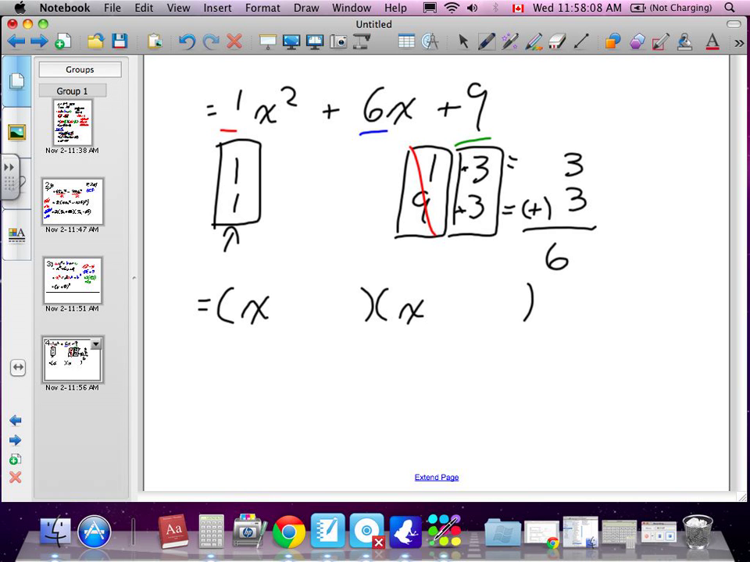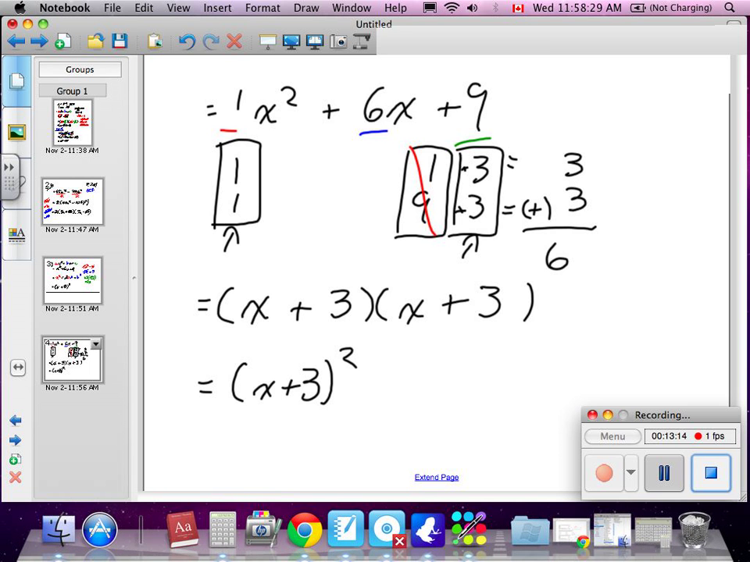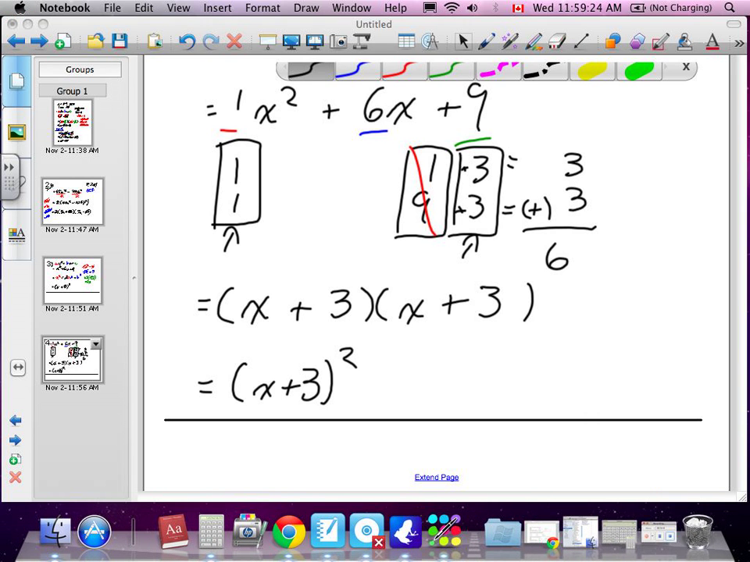And our second terms are going to be what? Positive 3 and positive 3. Anything familiar about those brackets? They're the exact same. So instead of writing them out that way, when you have two brackets that are the exact same, I want you to write it like this.